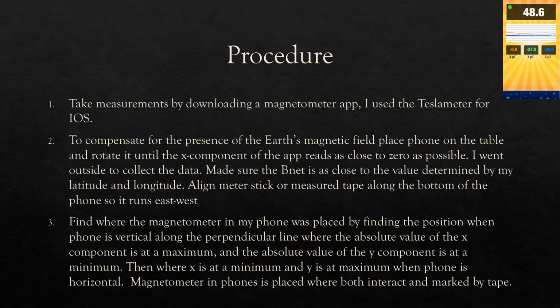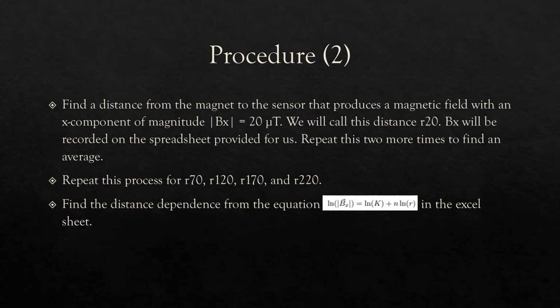Then I had to find where the magnetometer in my phone was placed. Then I had to find a distance from the magnet to the sensor that produces a magnetic field with an x component of magnitude Bx equal to 20 microteslas. I will call this distance R20. Bx will be recorded on the spreadsheet provided for us, and then I will repeat this 2 more times to find an average. I repeated this process for R70, R120, R170, and R220. Then I found the distance dependence from this equation in the Excel spreadsheet.